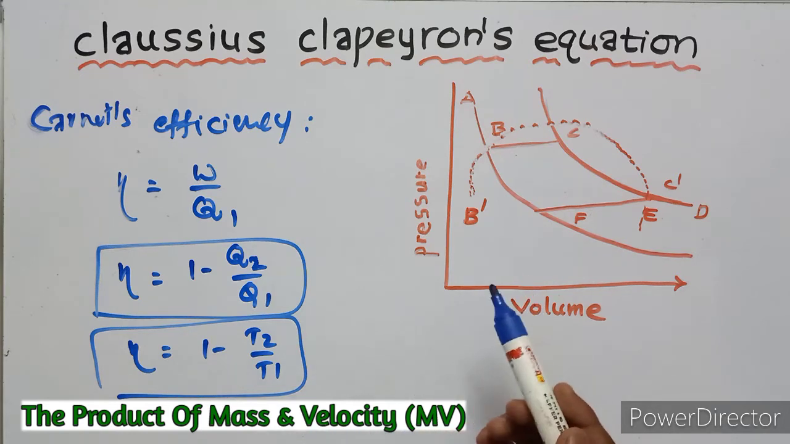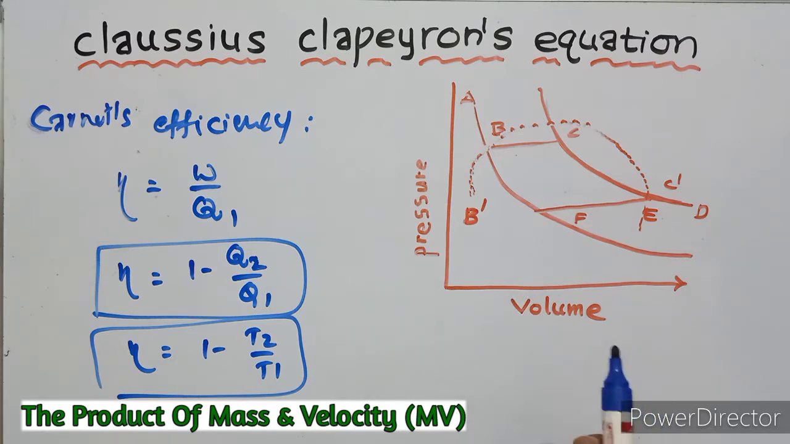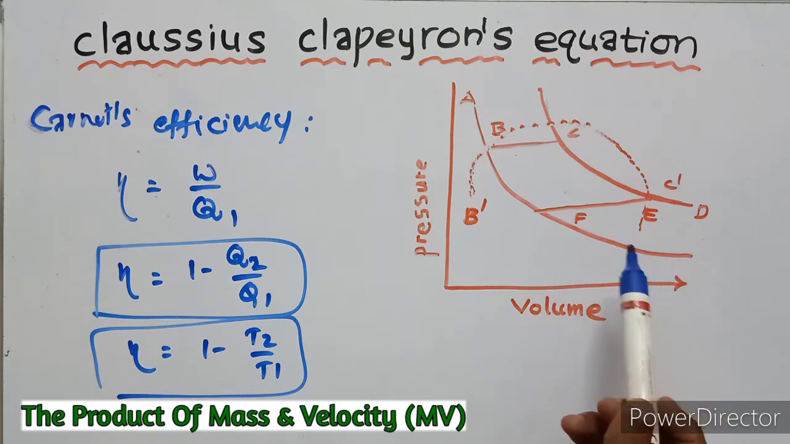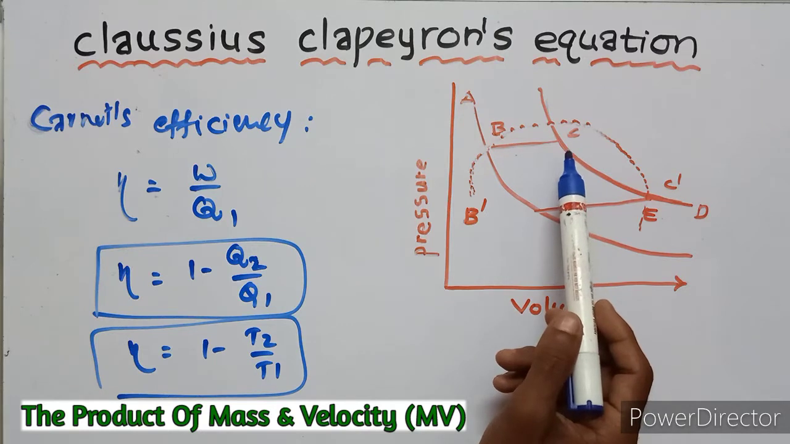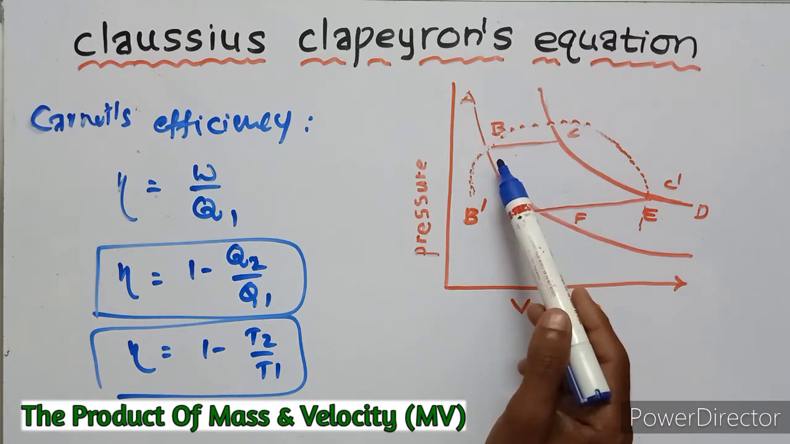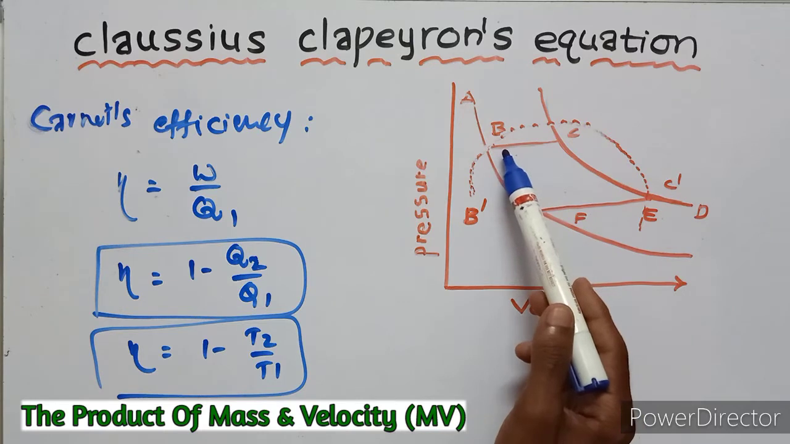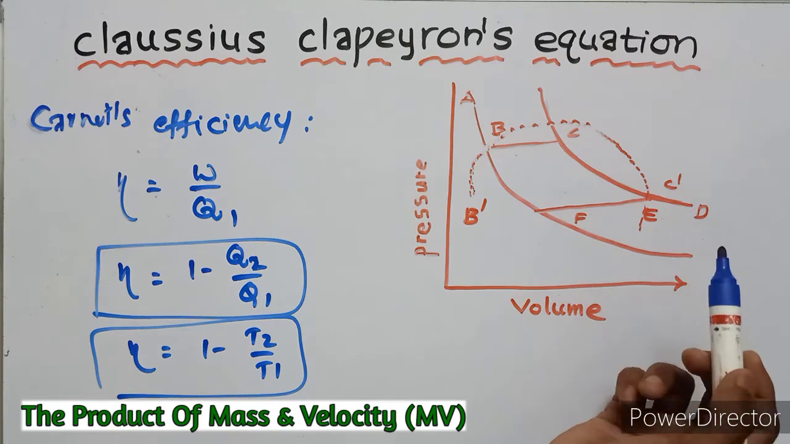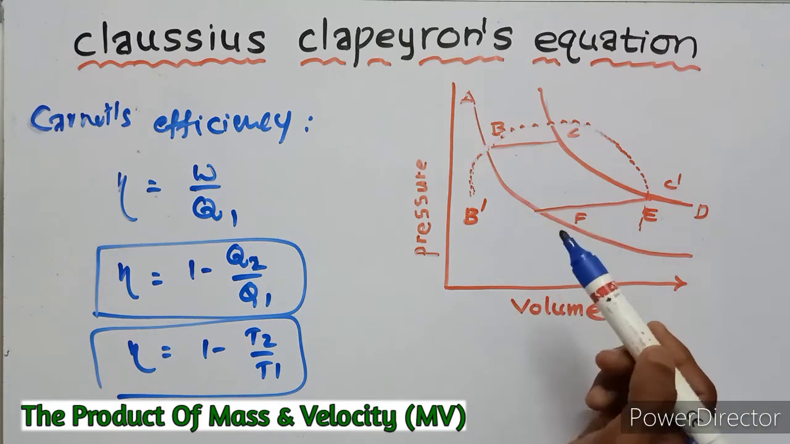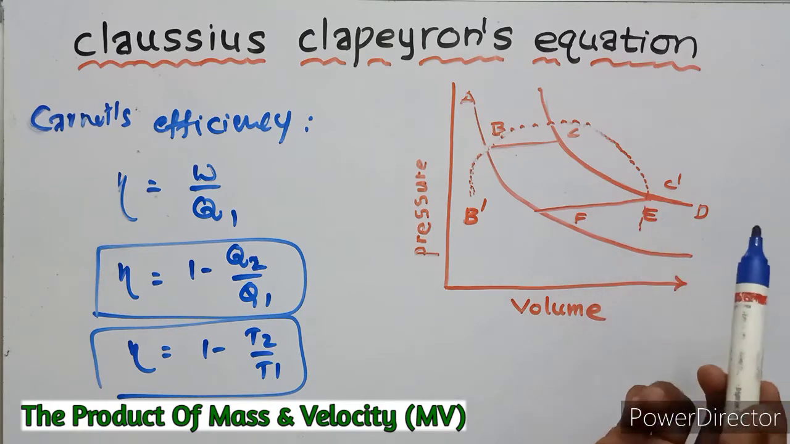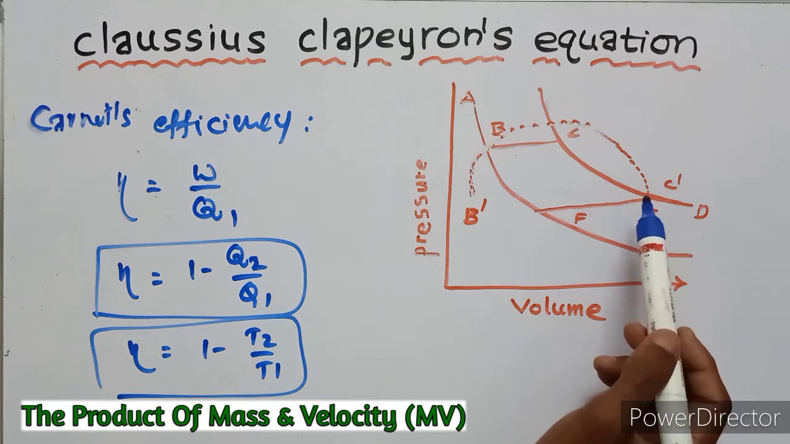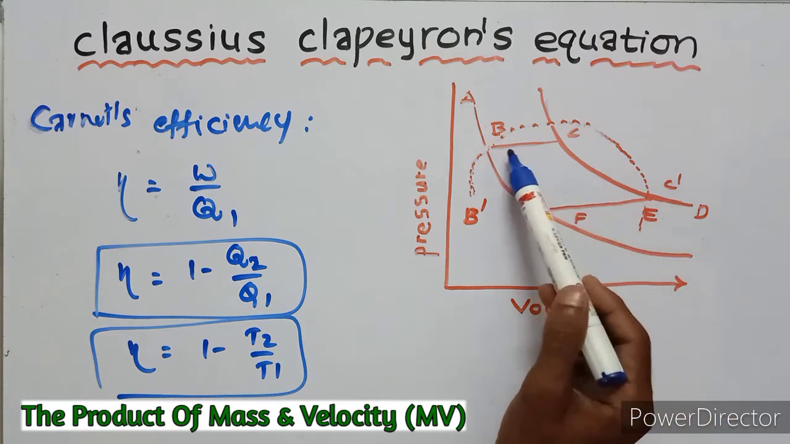First of all, we observe this diagram. In this diagram, there are four processes. One is the reversible isothermal expansion, BC. The liquid is converted into vapor. Here heat energy Q1 is given. Next, the second one is CE, that is the reversible adiabatic expansion, same as in the Carnot engine.